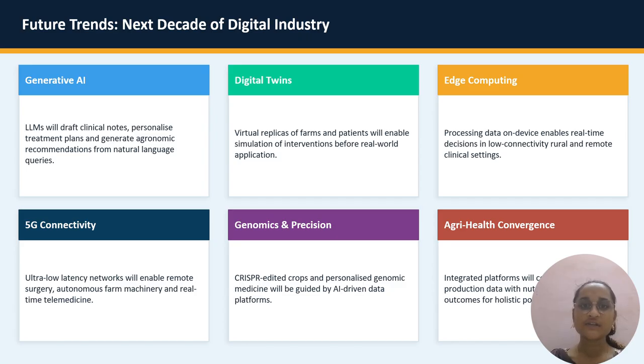In this slide is future trends for agriculture and digital industries. It highlights six technologies that will shape digital transformation in agriculture and healthcare over the next 10 years. The six future trends: first is generative AI and second one is digital twins. Third is edge computing. Fourth is 5G connectivity and fifth is genomics and precision medicine, and sixth is agri-health convergence.